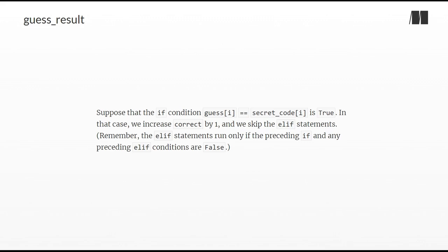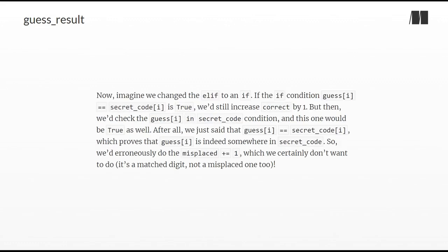Suppose that the if condition guess[i] == secret_code[i] is true. In that case, we increase correct by 1, and we skip the elif statements. Remember, the elif statements run only if the preceding if and any preceding elif conditions are false. Now imagine we change the elif to an if. If the if condition guess[i] == secret_code[i] is true, we'd still increase correct by 1. But then, we'd check the guess[i] in secret_code condition, and this one would be true as well.